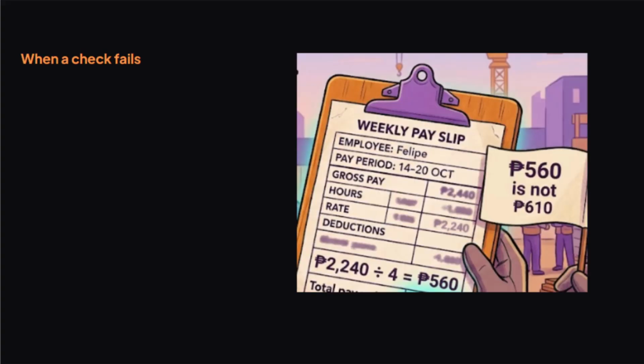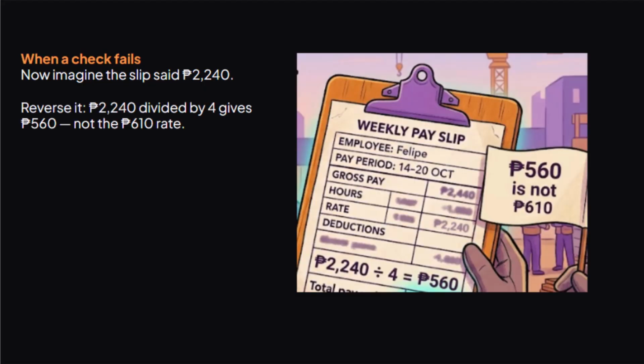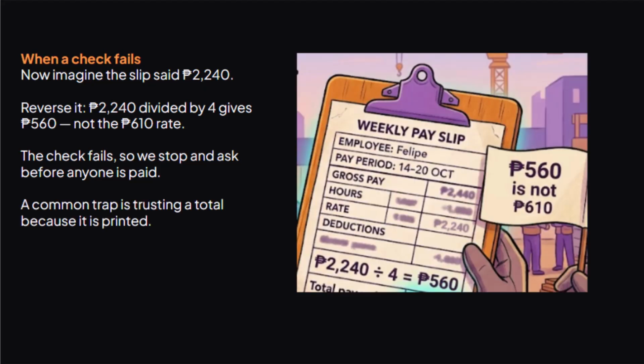Now, let's try when a check fails. Imagine the slip said 2,240. First, we have to reverse it. 2,240 divided by 4 gives 560, not the 610 peso rate. The check fails, so we stop and ask before anyone is paid. A common trap is trusting a total because it's printed. Paper does not check itself. The two checks do.